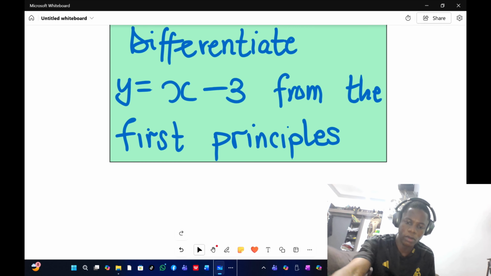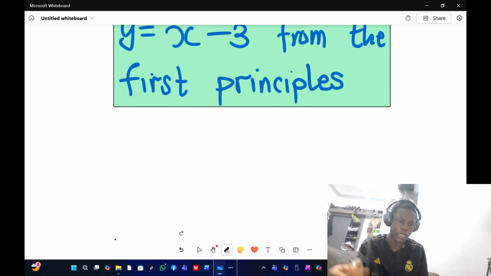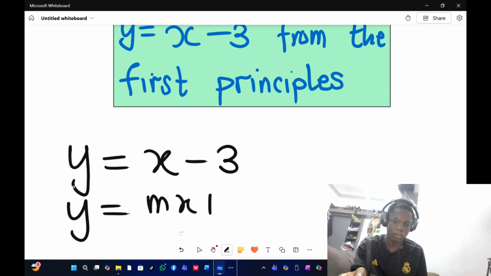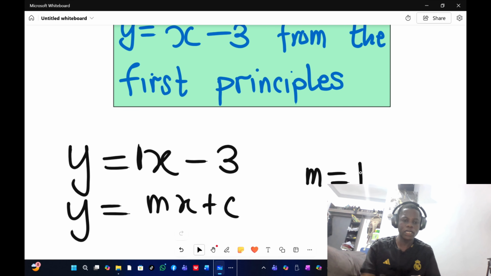Let us start work and look at how best we can find this. Let's put the function down first. The function is y is equal to x minus 3. So when you compare this with y is equal to mx plus c, you could see that your m is equal to 1, because the coefficient of x here is 1. So the derivative of the given function is equal to 1.